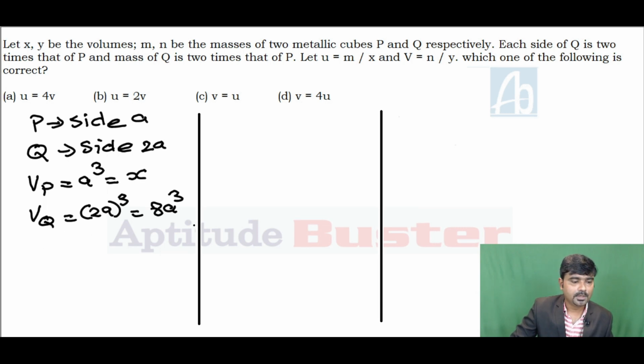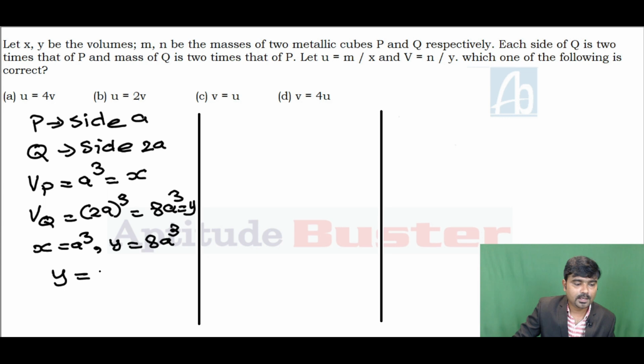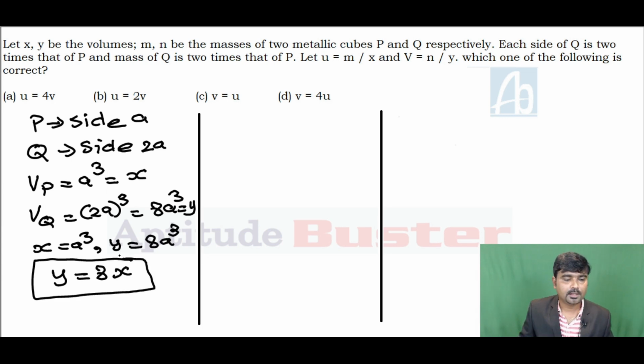Now we know the volume of P is equal to X. What's the volume of Q? It is equal to Y, it is given. So X equals A cube, Y equals 8A cube. You can write here Y equals 8X. This is one equation, based on the volume.